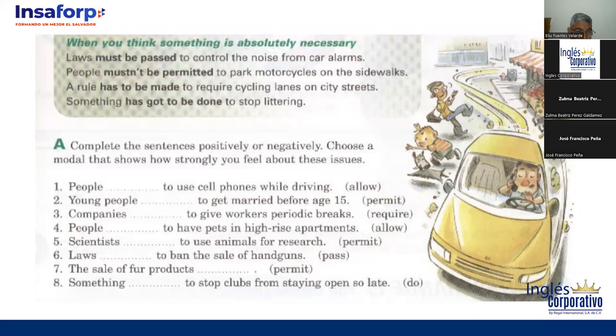What about number six? Anyone? Laws must be passed to end the sale of handguns. Very good. That's correct, right? So laws must be passed to ban the sale of handguns. Yes, actually pretty dangerous, right? Very good. What about number seven?